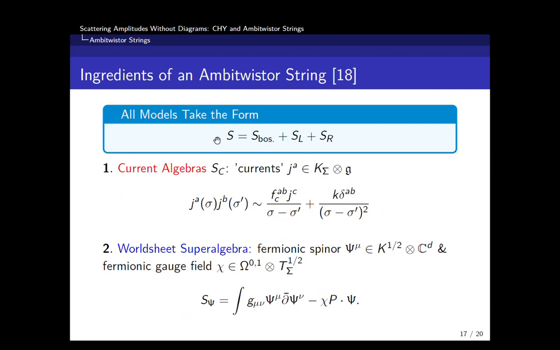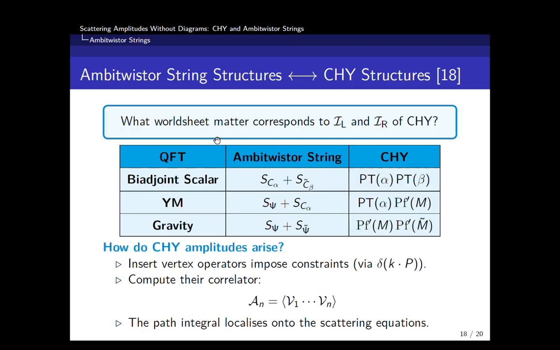This is going to encode our color, and we can build a table like before with the Ambitwistor string and our CHY. So again, every time we see color, we put in a current algebra. Every time we see polarization, we're going to put in a world sheet super algebra.